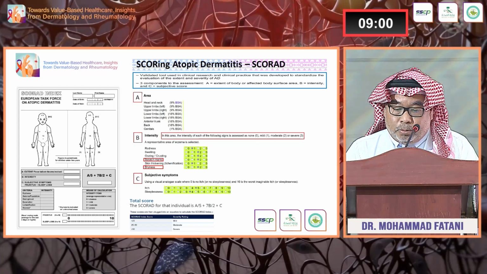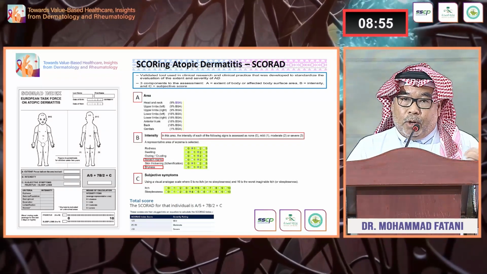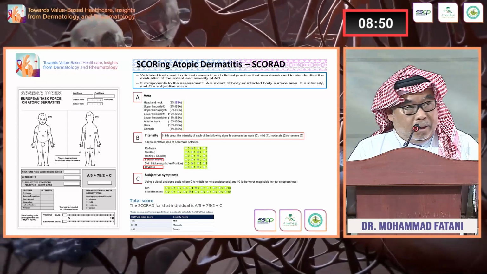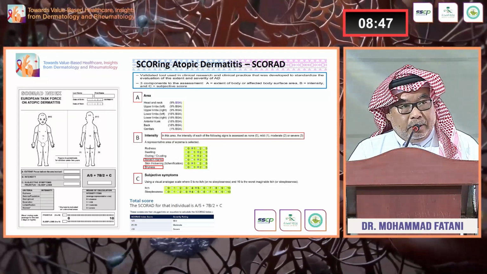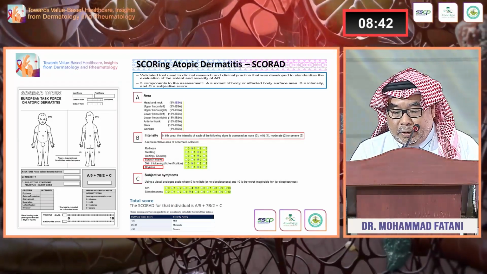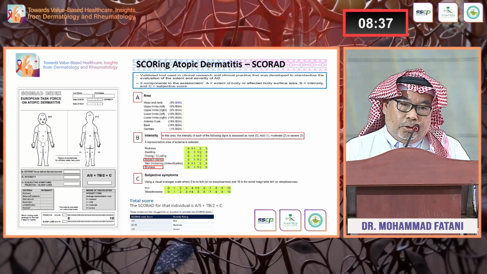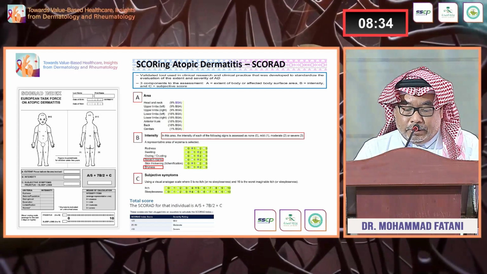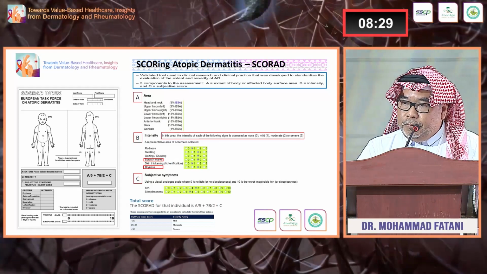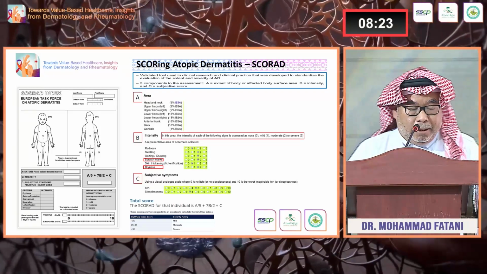So how do we calculate the SCORAD? Also based on the body surface area, we are using the rule of 9 with the intensity and the symptoms. By the end, we use this equation: A divided by 5 plus 7 multiplied by B divided by 2 plus C. So the total score will show us the severity of atopic dermatitis. If it's less than 25, we consider it mild. From 25 to 50, we consider it moderate. And if it is more than 50, we consider it severe atopic dermatitis.